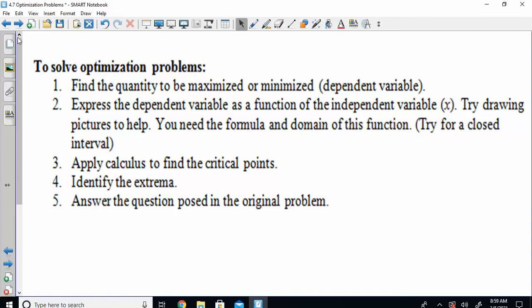And then making sure, of course, that we answer our original question with a sentence, because if I give you a problem in words, I'd like you to answer it in words.